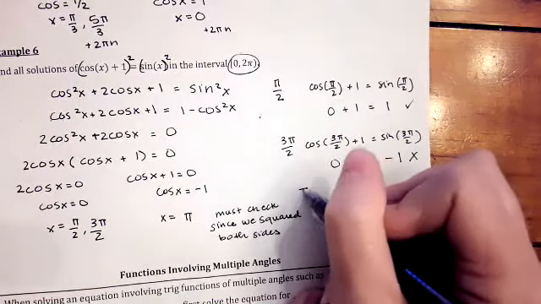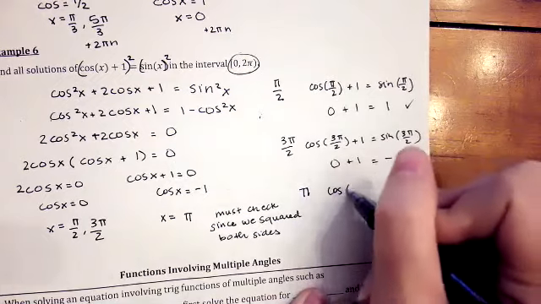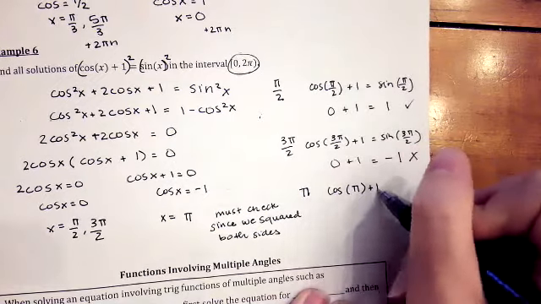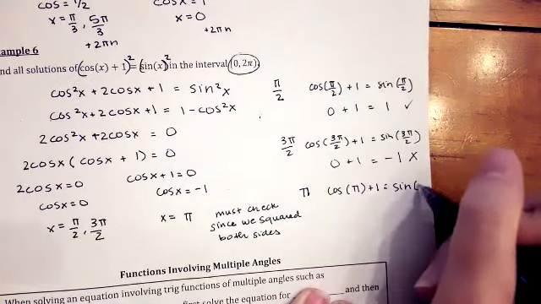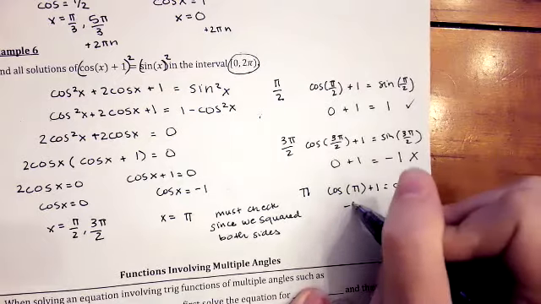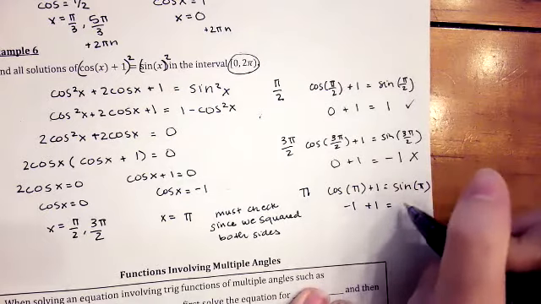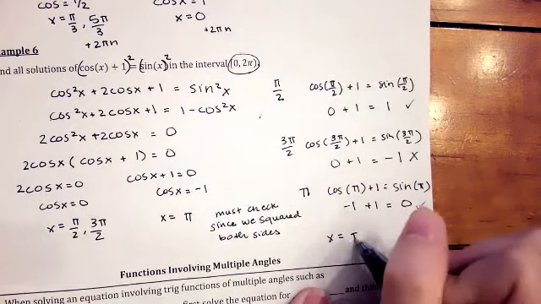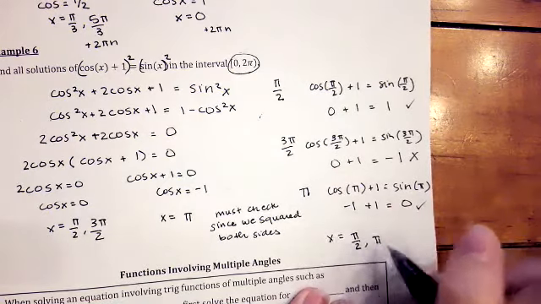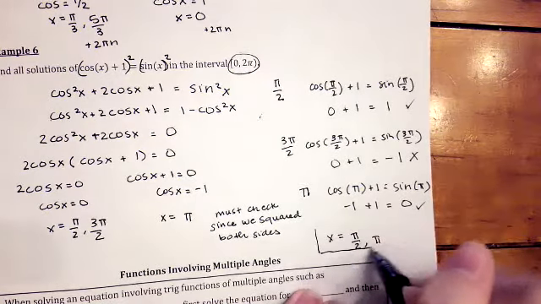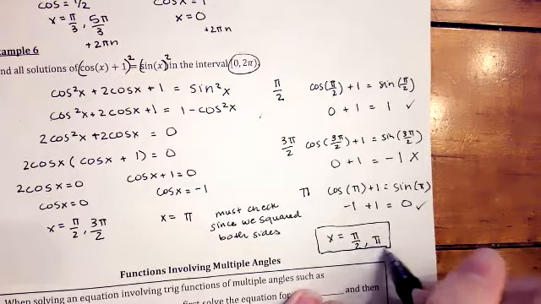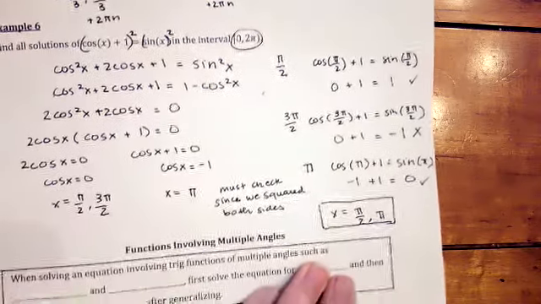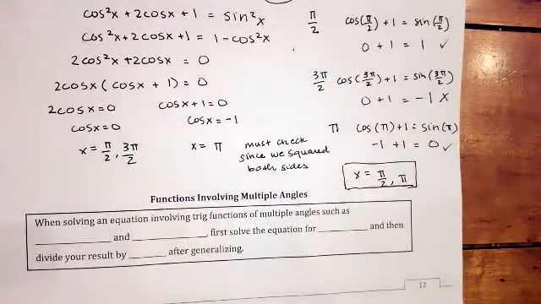The last one we need to check is pi. Cosine of pi is -1 plus 1. Sine of pi is 0, so this one will check. So our solutions are going to be pi over 2 and pi, but not 3 pi over 2. So if we square both sides, we do need to check. That is important. As we can see, one of those does not contribute to a solution.